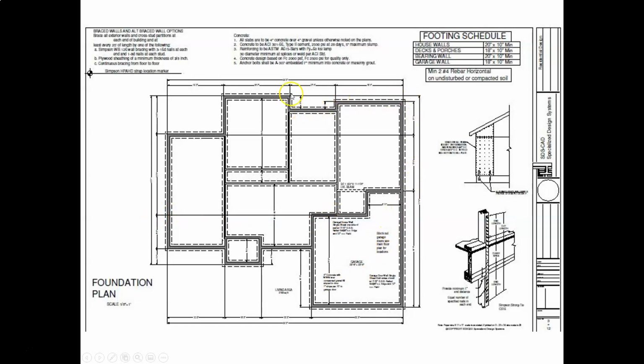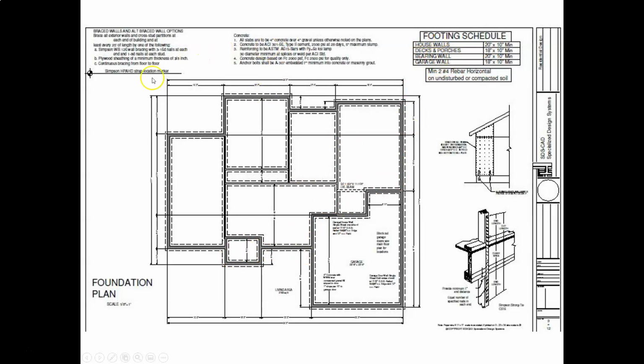We see the concrete walls, the dark walls, and we see the footings below, and there's a lot of interior work going on here as well. Here's the footing schedule. So house and walls, 20-inch by 10-inch minimum. House walls, decks and porches, bearing wall, garage wall. All right, so we have a couple different things going on. The garage has its own, because it's not supporting as much weight as the house, so it's probably smaller. House walls would be the perimeter of the house.